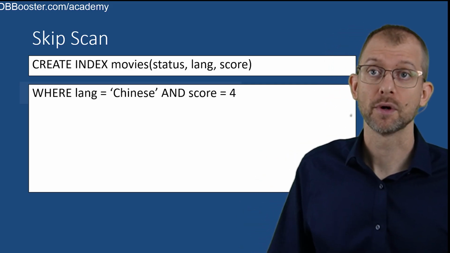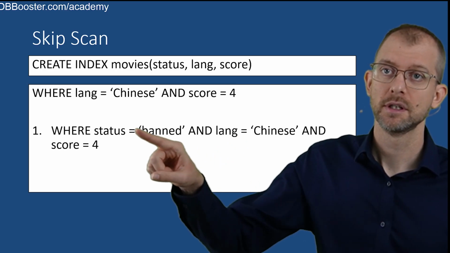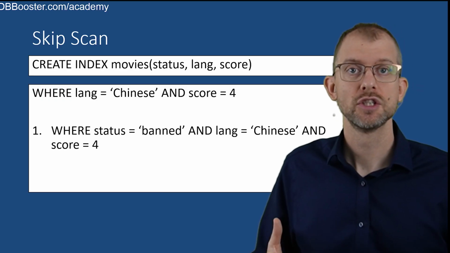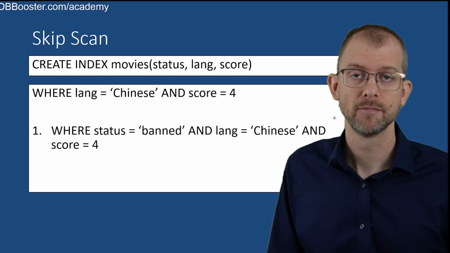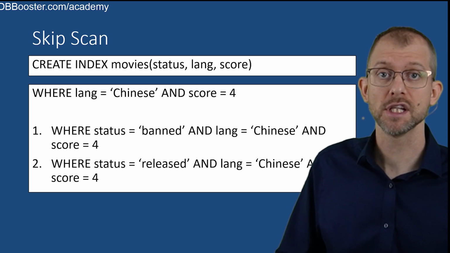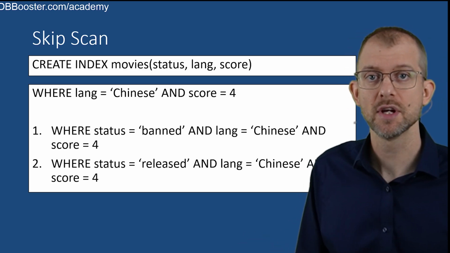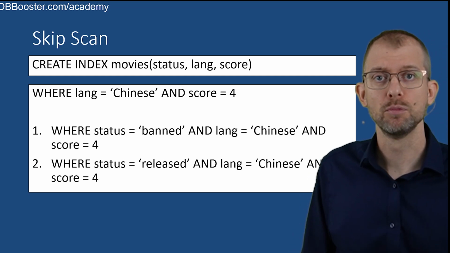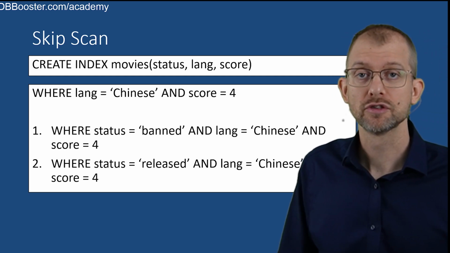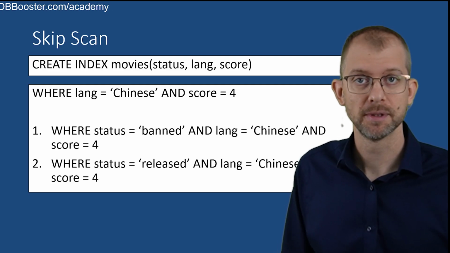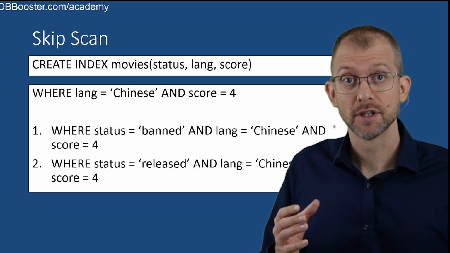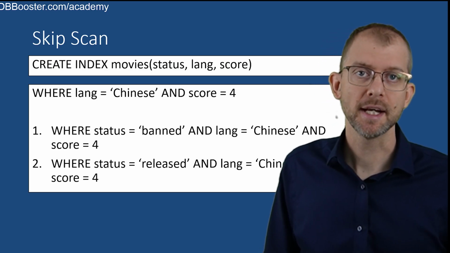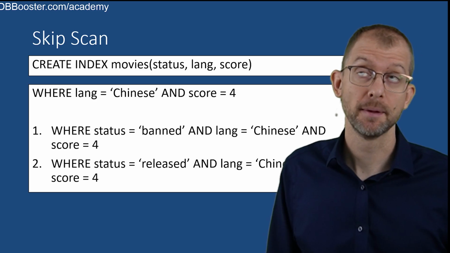First, a range scan for status equals banned and language equals Chinese and score equals 4. And second, a range scan for status equals released, language equals Chinese, and score equals 4. I have 2 rows for movies in Chinese with the score 4, so these 2 range scans are cheap. As you can see, the order of columns in your indexes matters. Note: index skip scan isn't supported in Microsoft SQL Server.